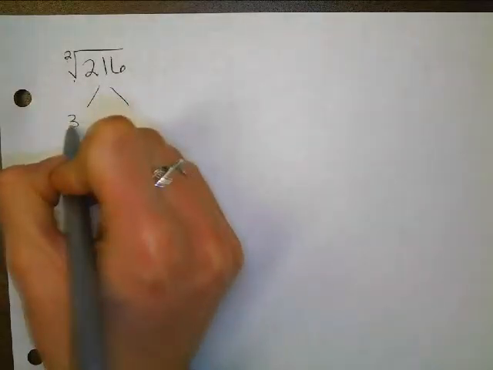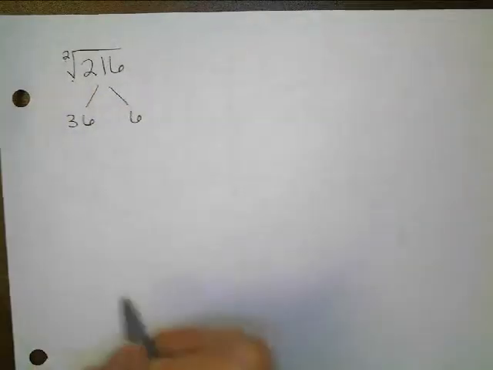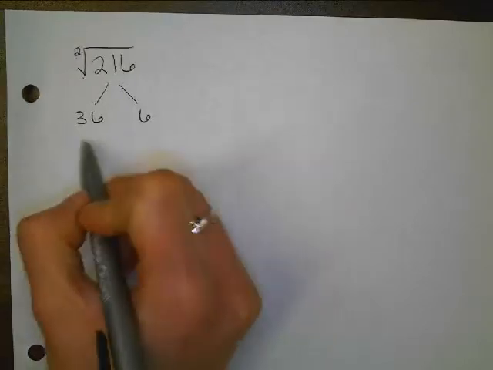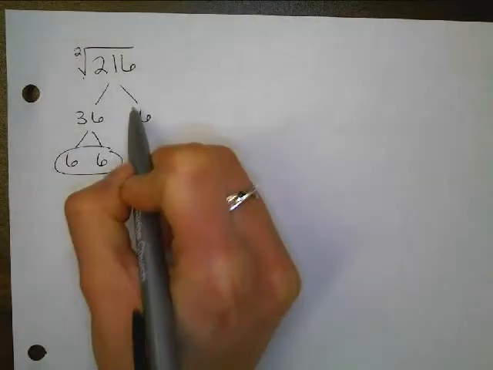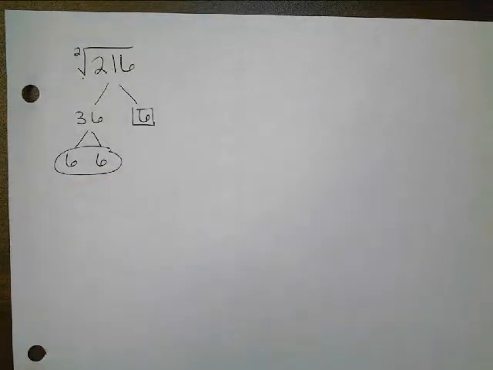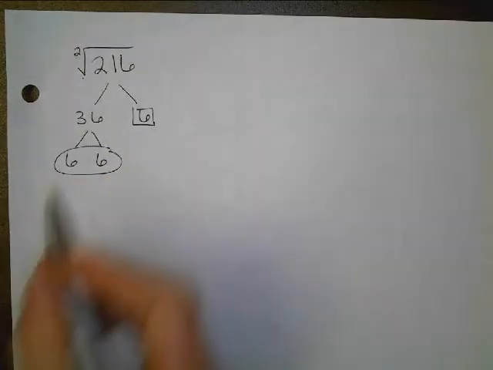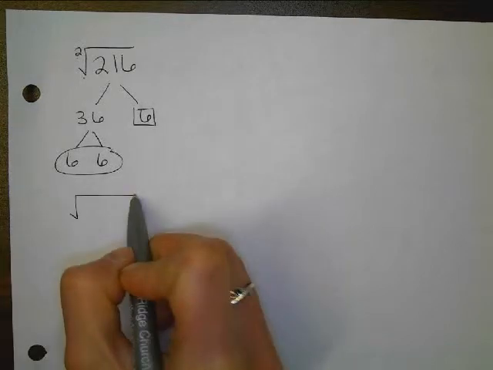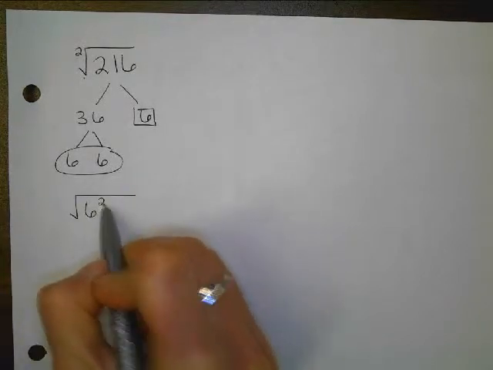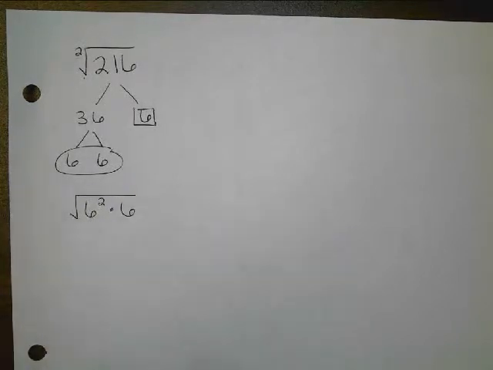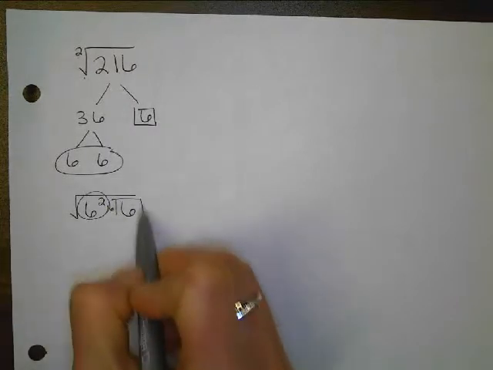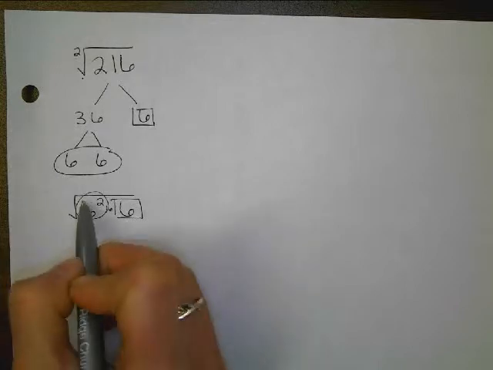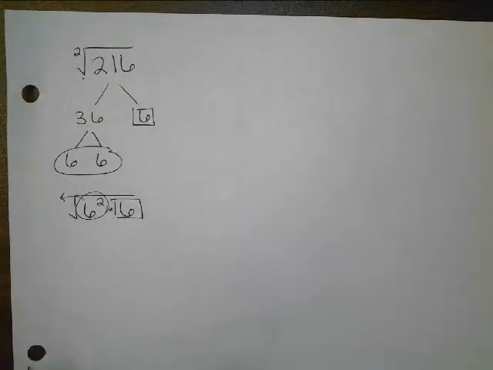So I'm going to write this as a 36 and a 6. Now 36 is a perfect square of 6 and 6. So there's my pair, and this guy's a loser. So now I write my square root out. I have two 6's, and the one 6 that's a loser and has to stay home. So I circle my pair, square the losers, so this 6 is going to come outside.